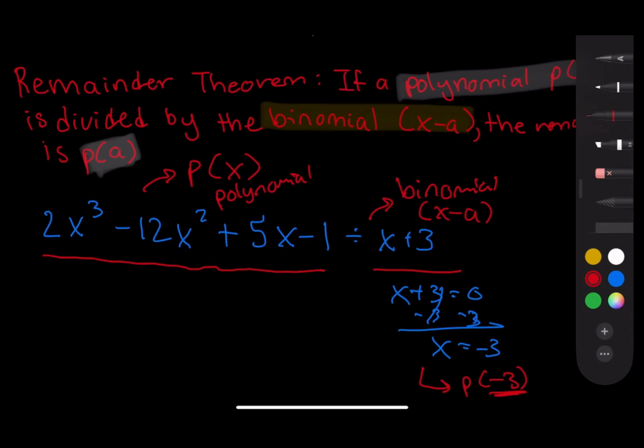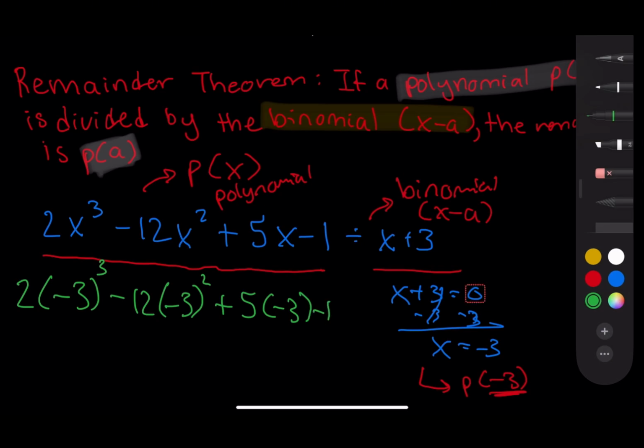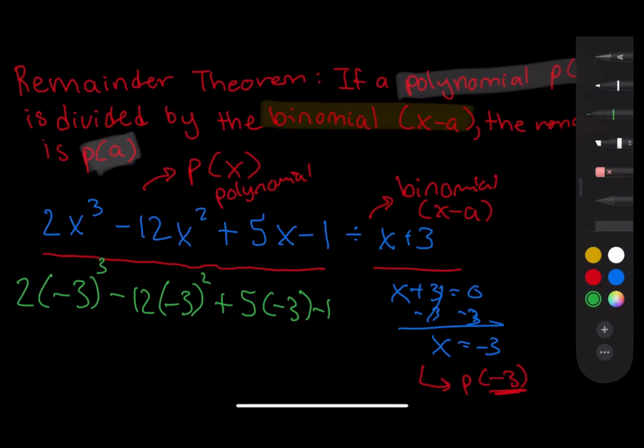So if we do this, it's going to look like 2 times negative 3 cubed minus 12 times negative 3 squared plus 5 times negative 3 minus 1. That's how we're going to substitute it into this polynomial. Now let's do the math together. First, we're going to do negative 3 raised to the third. Negative 3 times negative 3 is positive 9. Then positive 9 times negative 3 is negative 27.